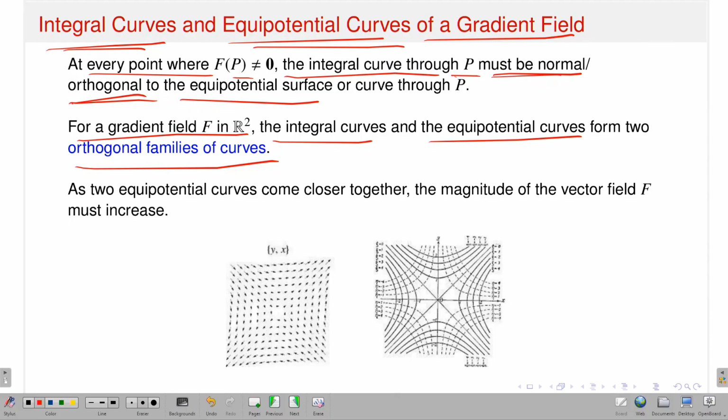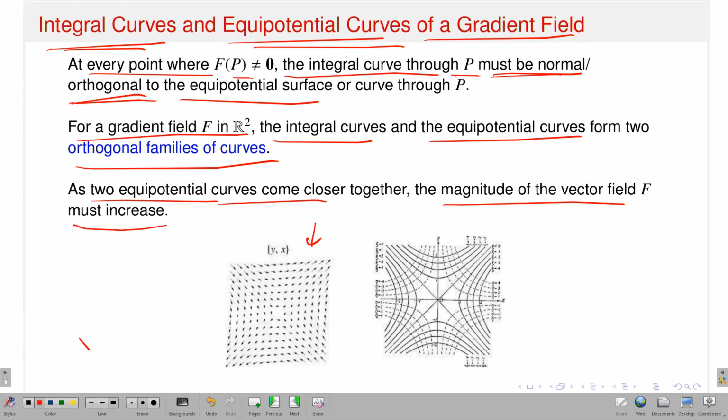Okay. So, one example will make it clear. As I have written, there is another observation: as two equipotential curves come close together, that is, very nearby, the magnitude of the vector field must increase. So, that is the observation. If I have two equipotential curves that come close together, then the magnitude of the vector field actually increases. Okay. So, this is the corresponding example I have given.